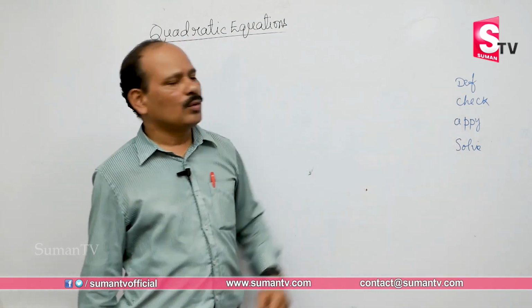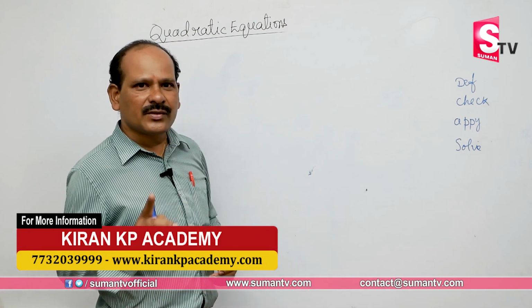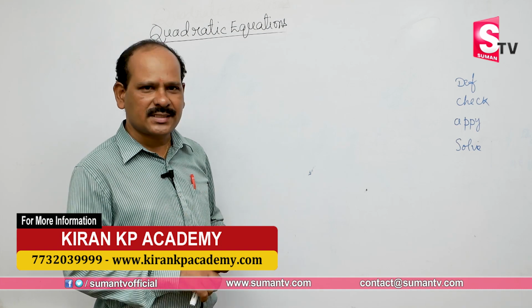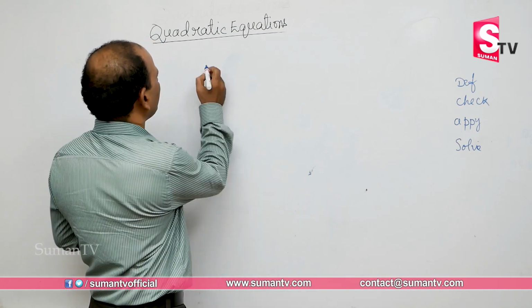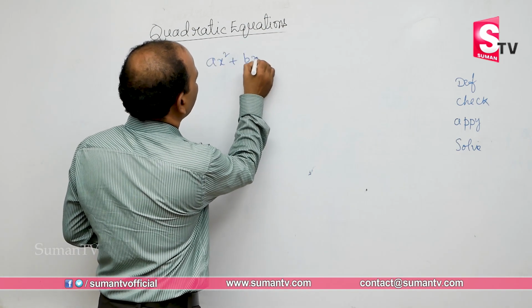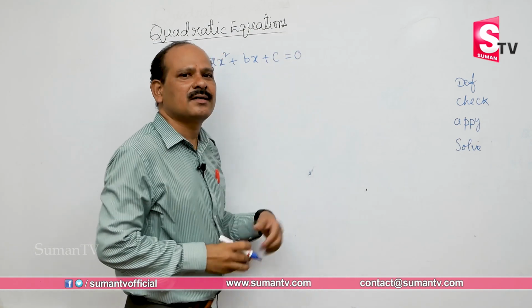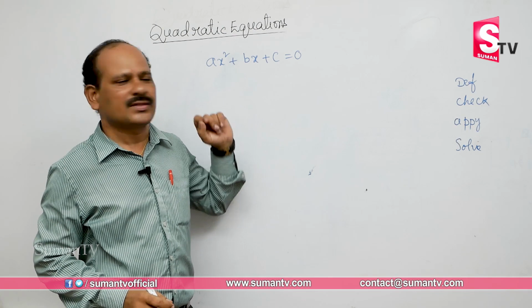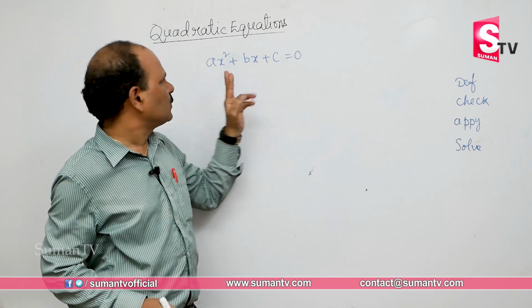Now, what is the definition of quadratic equation? A quadratic equation in variable x is an equation in the form ax square plus bx plus c is equal to 0. This is the general form of quadratic equation.